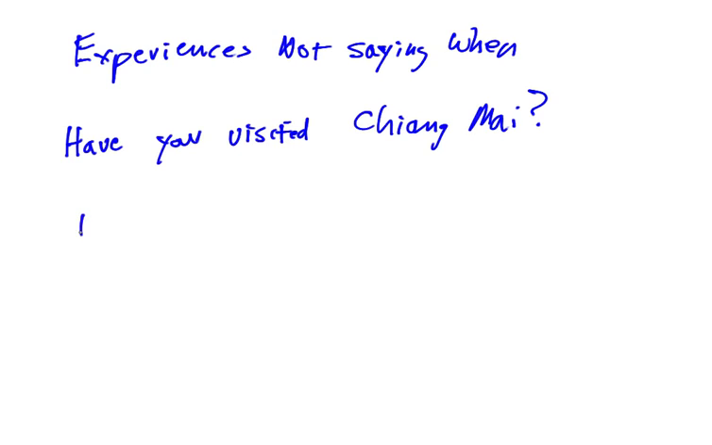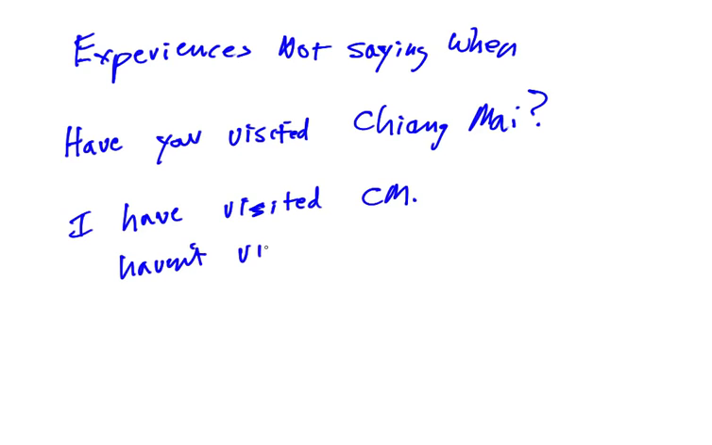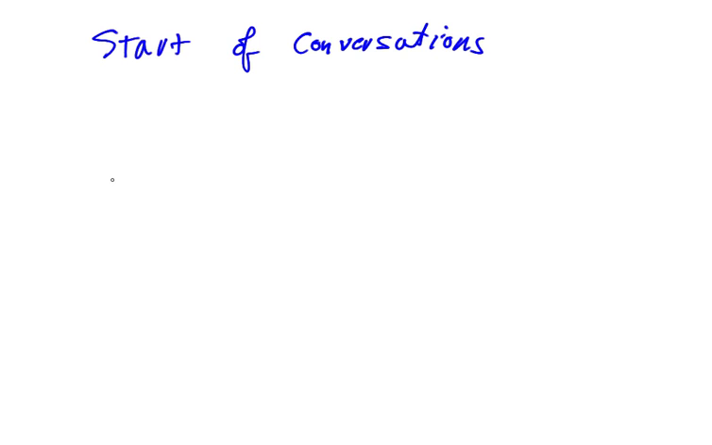And so the answer could be, I have visited Chiang Mai. Or maybe I haven't visited Chiang Mai. Alright, the questions about experience are almost always how we start conversations or start topics in English. For example, we can say, have you eaten mango?